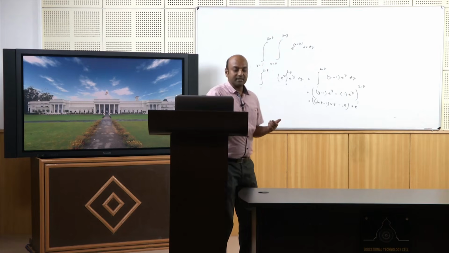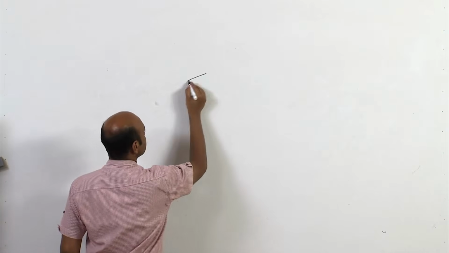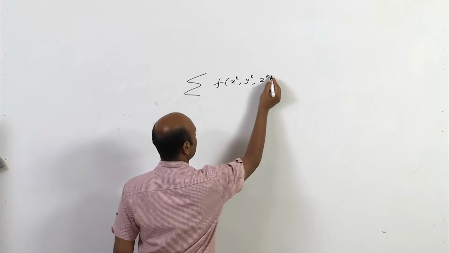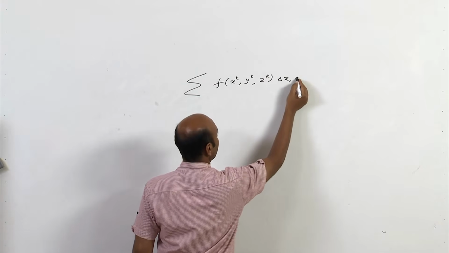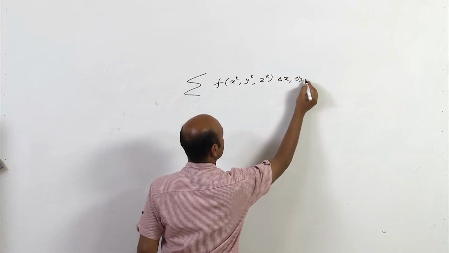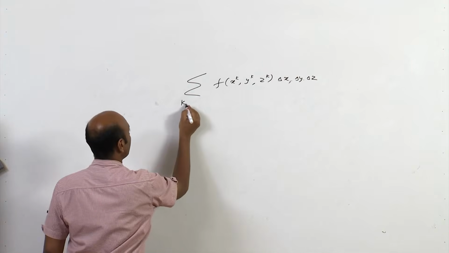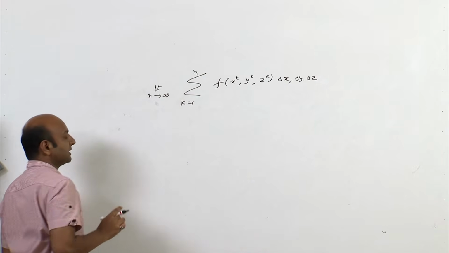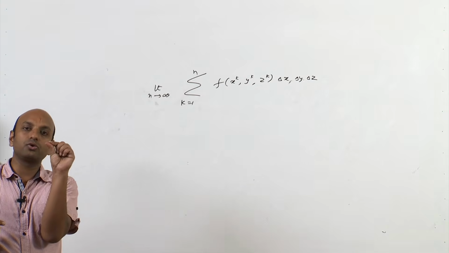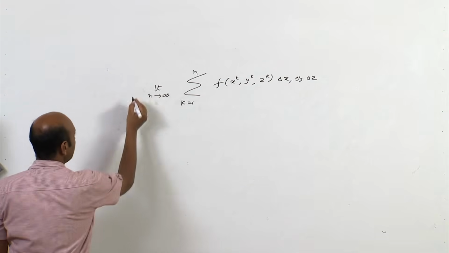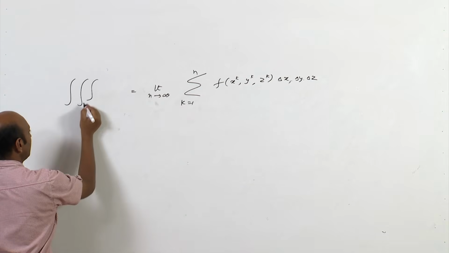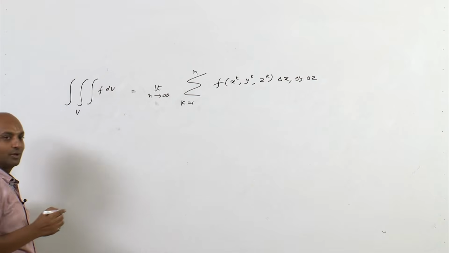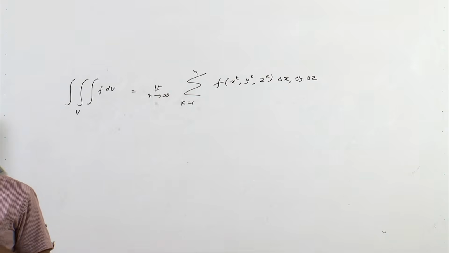Then we take the sum of this, which is f at xk, yk, zk times delta x, delta y, delta z, with k varying from 1 to n, and the limit n tending to infinity, which means we are taking the solid smaller and smaller, very close to 0, I mean very small solid. Then this will be the triple integral over volume V of f dv. Okay. So, this is how we can define triple integrals.